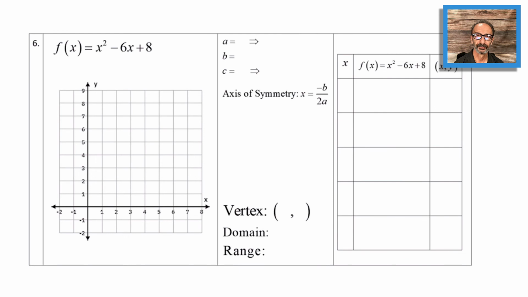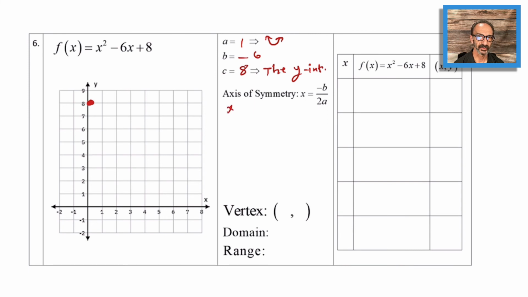The last problem, we have A equals 1. So the graph is going to open up. We have B equals -6. We need that for the axis of symmetry. We have C equals 8. So the graph is going to cross the y-axis at 8. So we call it the y-intercept. So let's mark it before we forget.